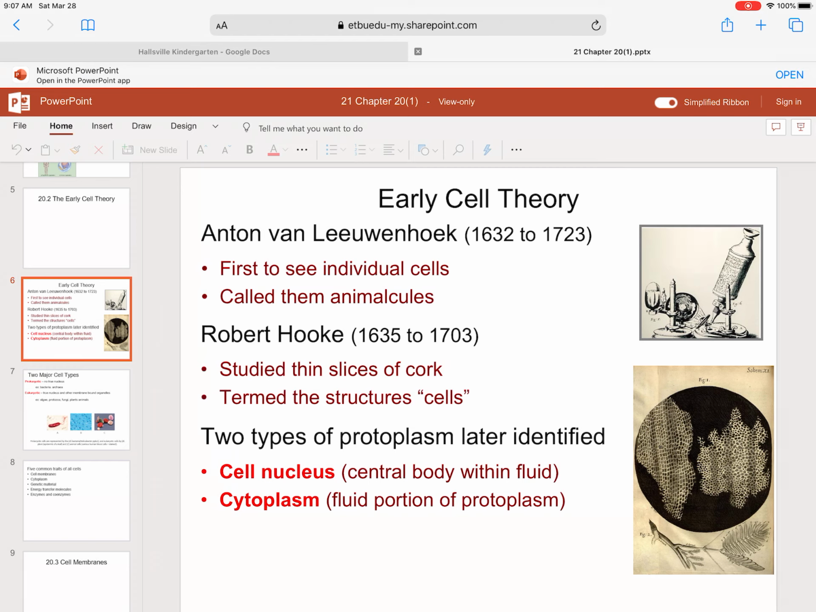Later on, there were 2 types of protoplasm later identified. The cell nucleus, which is a central body within the fluid, and the cytoplasm, which is the fluid portion of the protoplasm. So we have the cell nucleus, which is on the inner side, and then everything between the nucleus and the outer membrane of the cell is going to be cytoplasm.